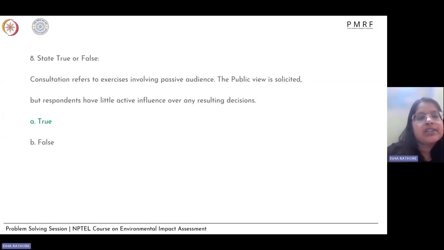So from that participation method, consultation has little active influence over any resulting decisions, but the public view is brought into the decision making process, and this is done by exercises which involve a passive audience, not active people who are constantly involved in the decision making. So the given statement is true. So A is the correct answer. Moving on to the next question.